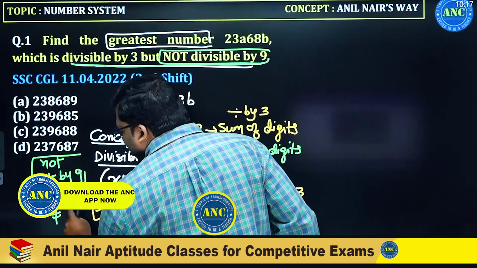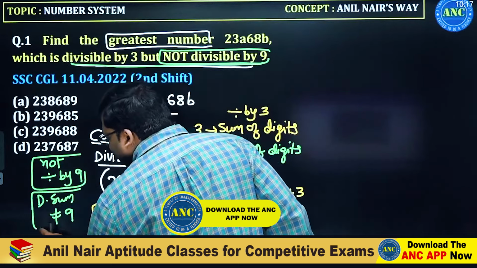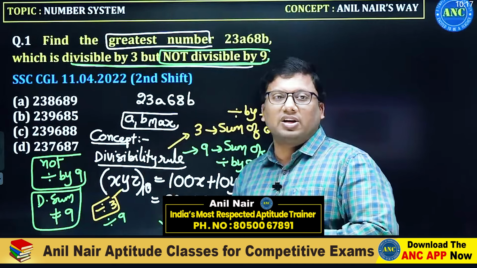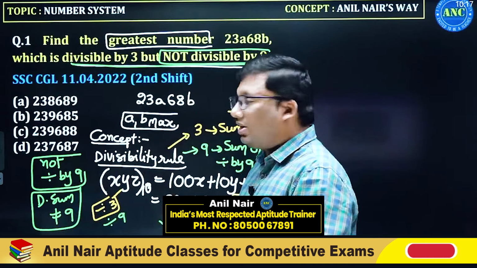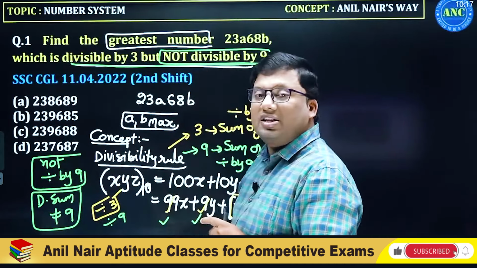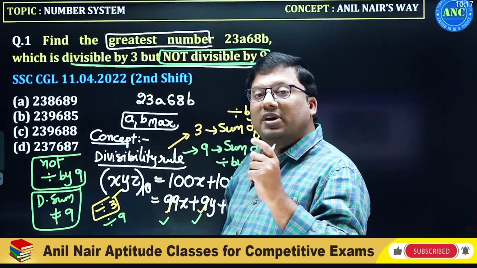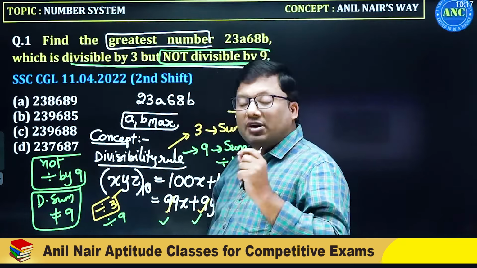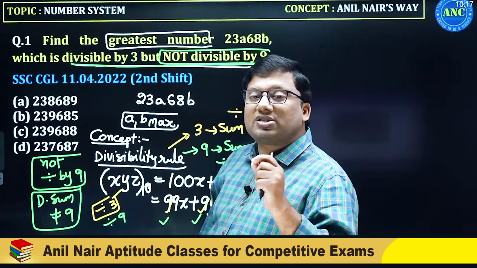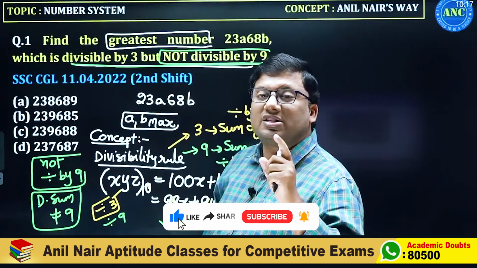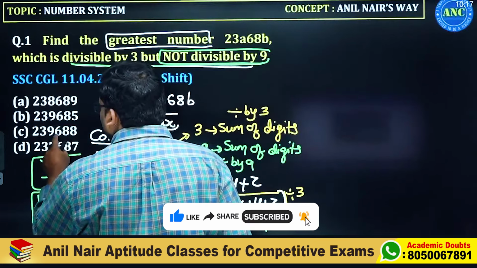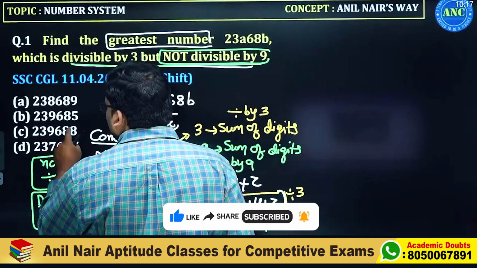Sir, why should the digital sum not be 9? Because it is clearly mentioned that it is not divisible by 9. So just by understanding these lines, the answer should not be divisible by 9. That means eliminate the answer option where the sum of the digits is divisible by 9. Right? You can delete this one like this. See here.